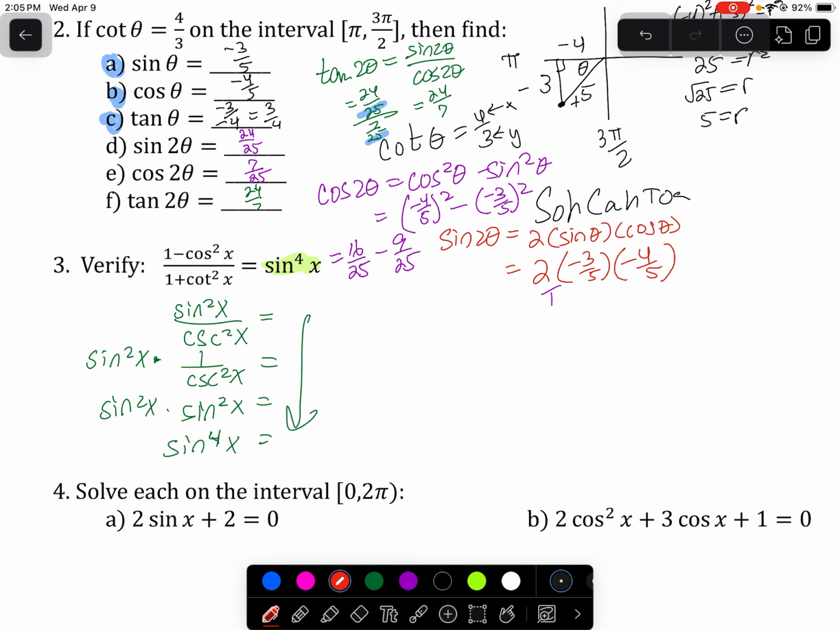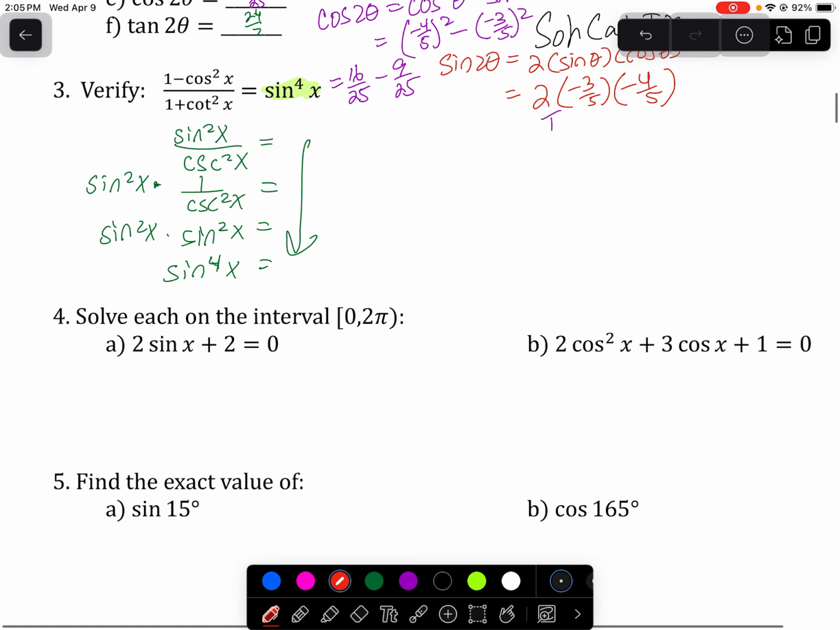Number 4. These are trig equations that are different than verifications. Equations you can manipulate and solve like an equation. For this one, let's let u equal the sine of x. So it would be 2u plus 2 equals 0, and solve that for u. Now it's an equation. Don't overthink it. Take the 2 to the other side, divide by 2. So you get that u is equal to -1.